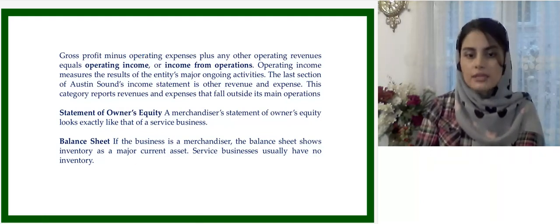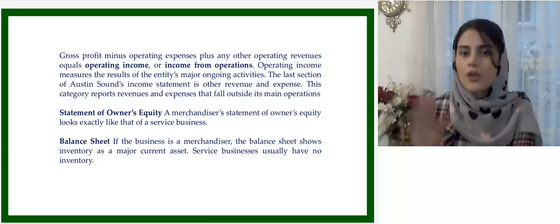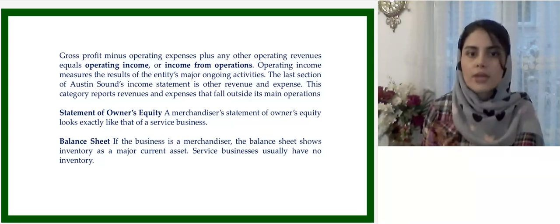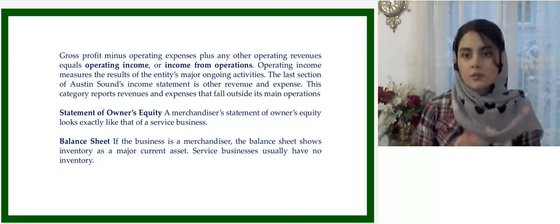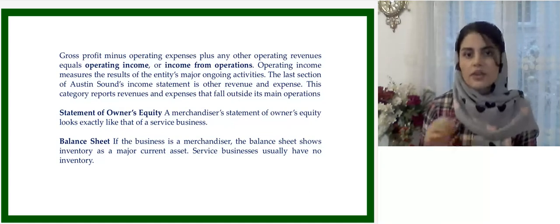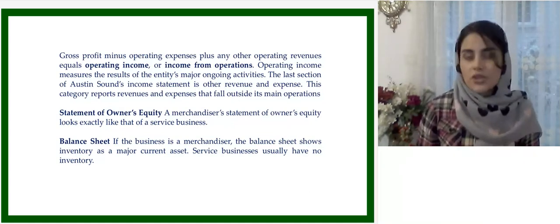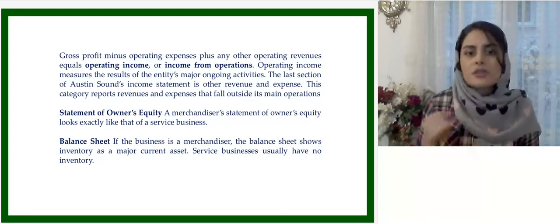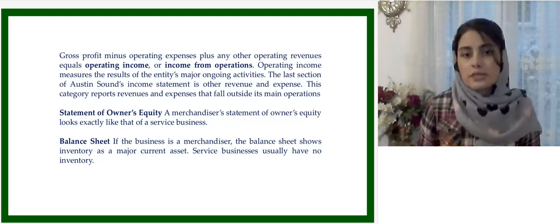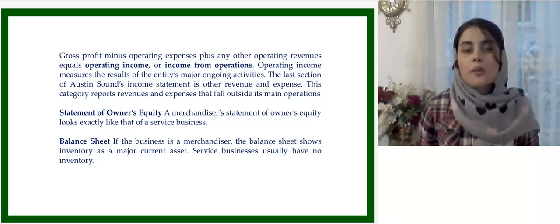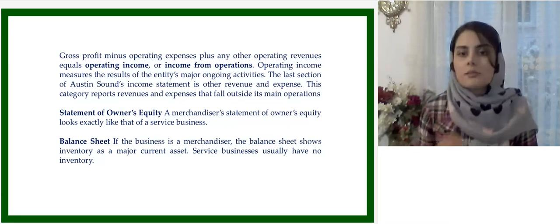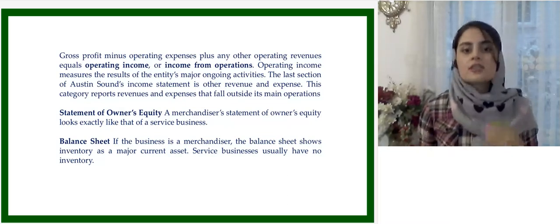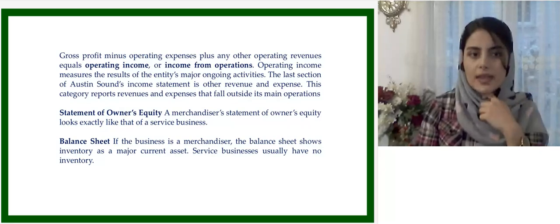Gross profit minus operating expenses plus any other operating revenues equals operating income or income from operations. Operating income measures the result of the entity's ongoing major activities. Other revenue is revenue that is outside the main operation of a business, such as a gain on the sale of plant assets. Other expense is expense that is outside the main operations of a business, such as a loss on the sale of plant assets.